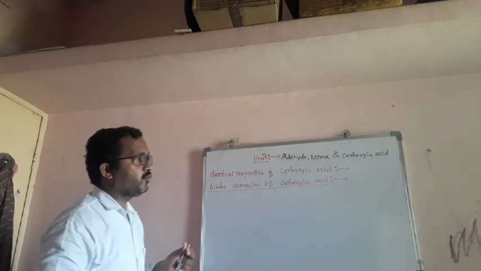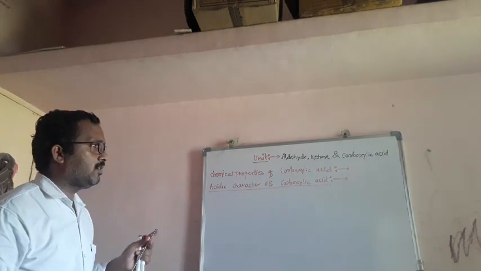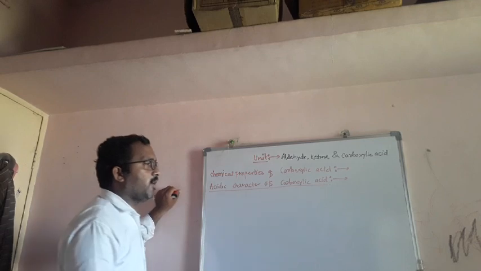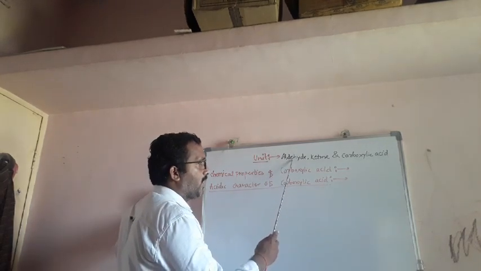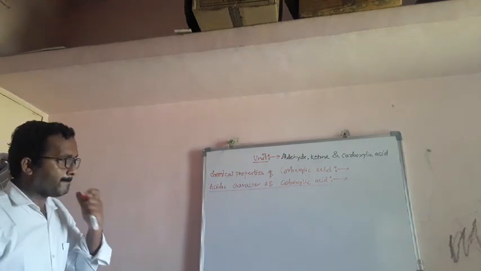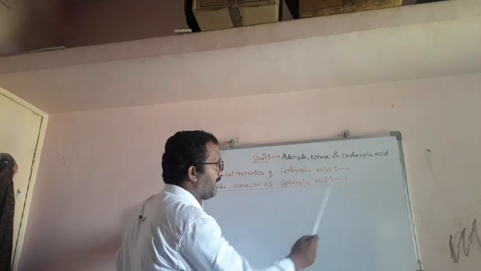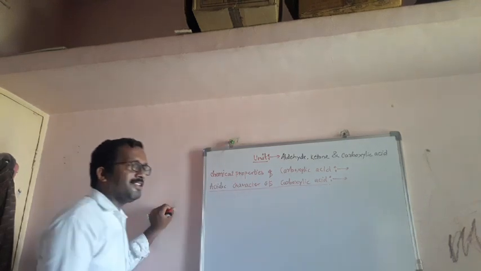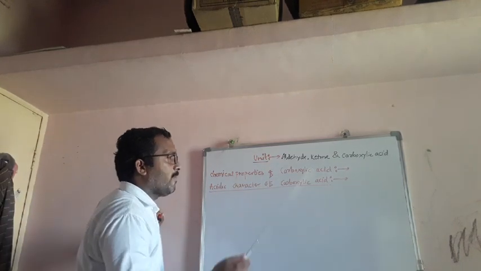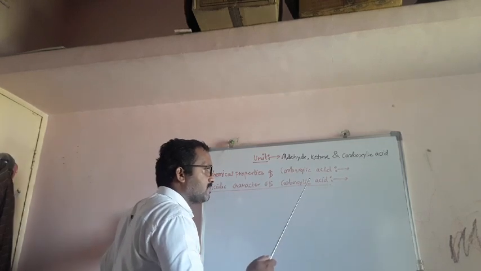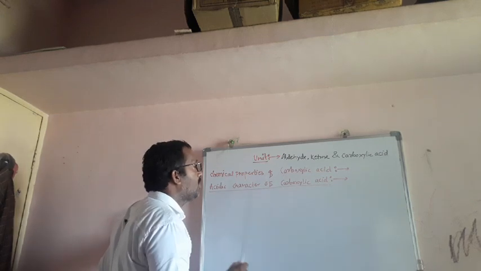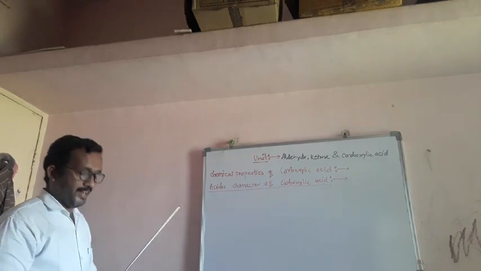From the aldehydes, ketones, and the carboxylic acids. In the past lectures, we discussed the chemical properties of aldehydes and ketones. Now in this lecture, we discuss the chemical properties of the carboxylic acid. In this topic, we discuss the acidic character of the carboxylic acid.